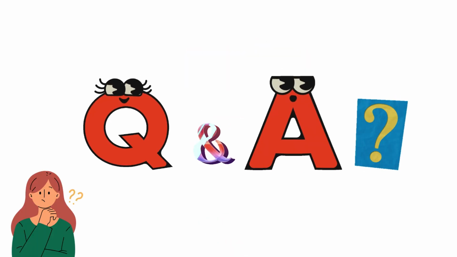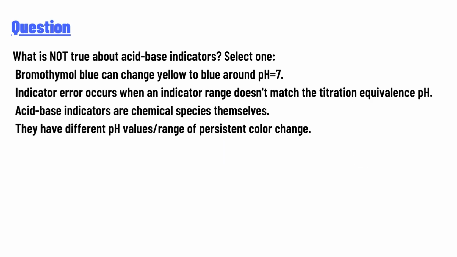So our today's question is, what is not true about acid base indicator? Select one. Bromothymol blue can change yellow to blue around pH 7. pH 7 indicator error occurs when indicator range does not match the titration equivalent pH. Acid base indicators are chemical species themselves.